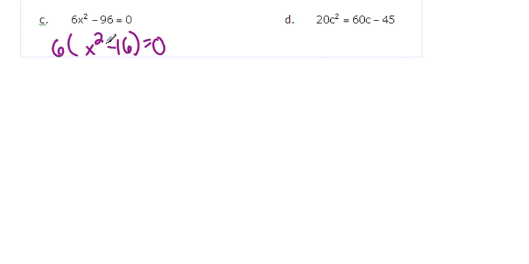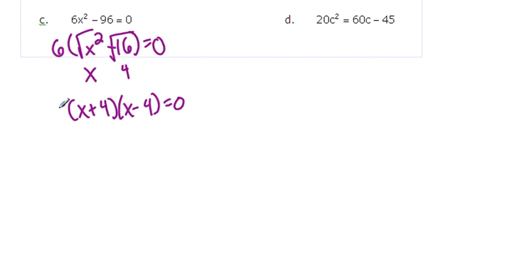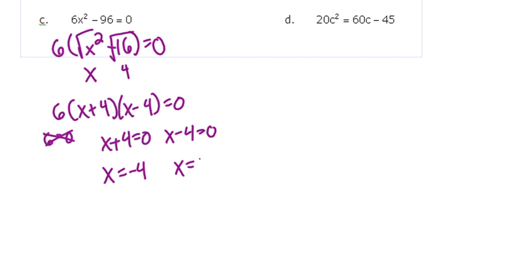Now in my parentheses, I'm still not done because I see the square. I have 2 terms and a minus sign, so I could use the box method, but I'm going for the shortcut. Square root of x squared is x. Square root of 16 is 4. So I have x plus 4, x minus 4. Now the 6 goes out in front, but when I solve, right, 6 equals 0 isn't going to give me anything. So I just use the x plus 4 and the x minus 4. So I get x equals negative 4. Here I get x equals positive 4.